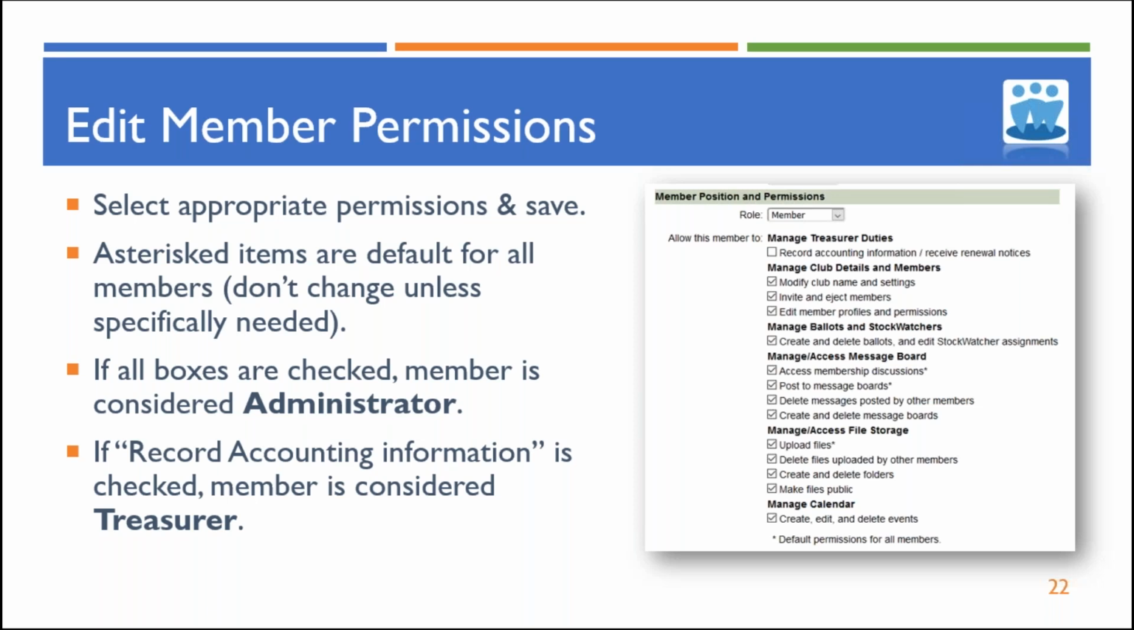We try to group these so that there are not so many different categories, and think about the way that a club would operate. So all of the treasurer duties at the top, the record accounting information and receive renewal notices, that is for the club treasurer. The treasurer needs that one to be checked, but no one else needs that one to be checked. Everyone can view the accounting information without having that permission.